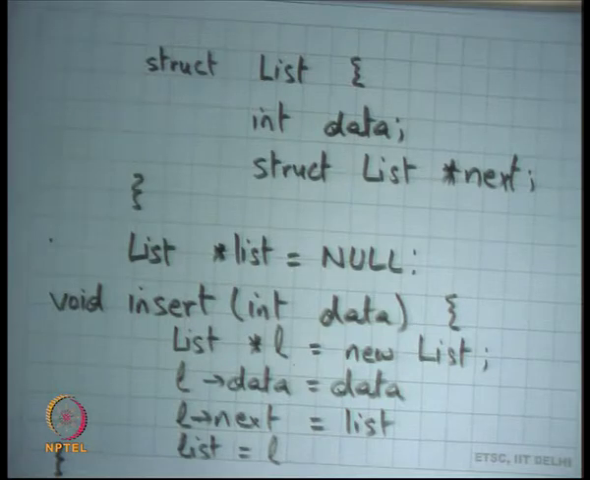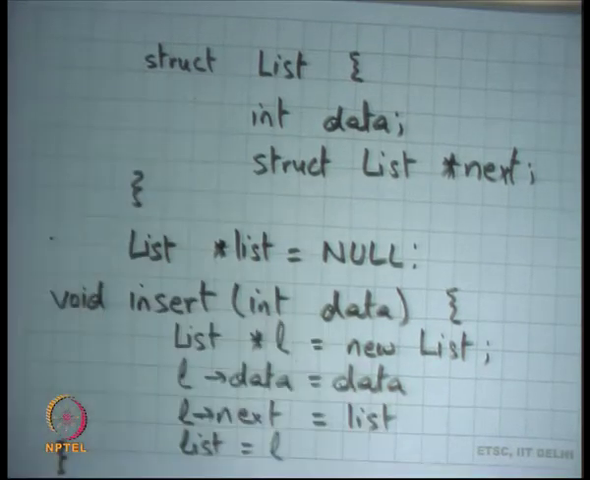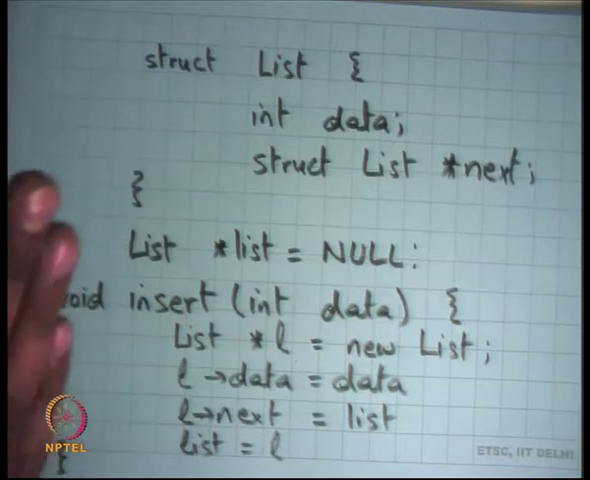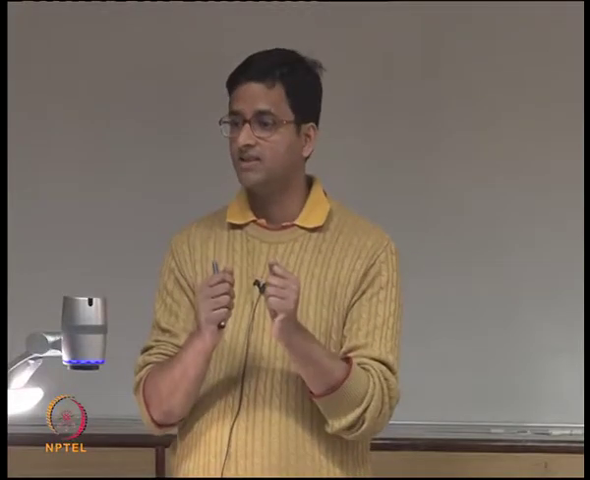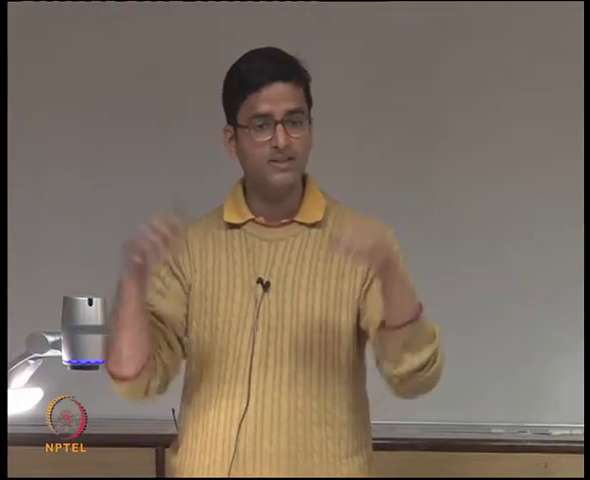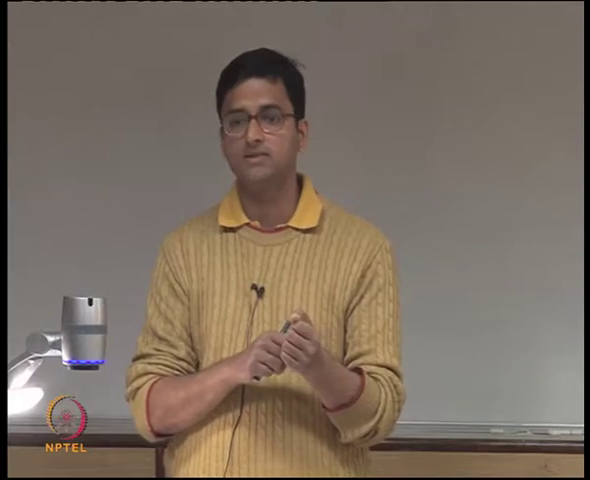Whoever writes this will probably think that this is correct. In fact, it is correct under serial execution. But if two threads try to insert different data into the same list, then what happens? So let's see.